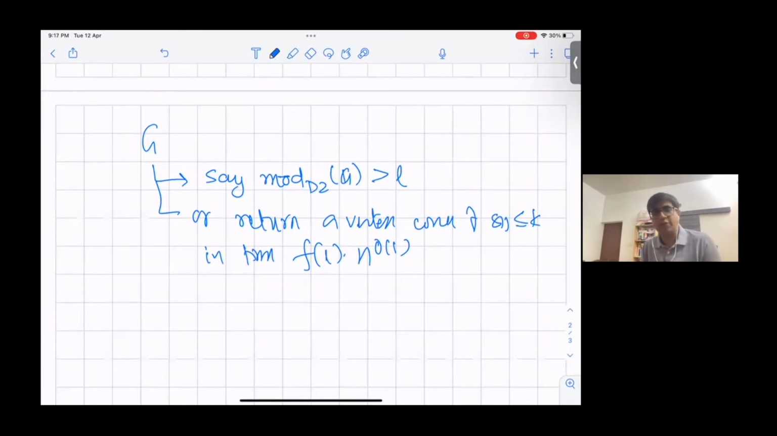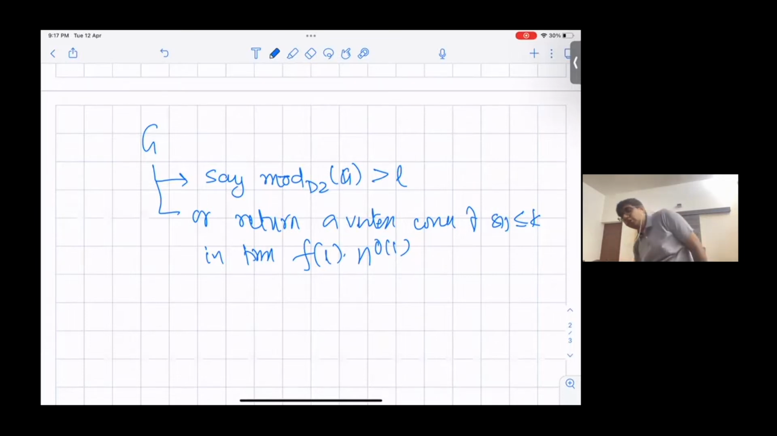But if the mod-deg-2 of G is large, then you can say to me, look, in some sense, these are promise questions. What is a promise question? I have promised you that the graph I have given you has a degree 2 modulator of size at most L. So if that promise is fulfilled, then you have to return me a vertex cover of size at most K in running time f of L poly n. Or you can say, look, you promised me that this graph has a degree 2 modulator of size at most L, but hey, look at this. This is a witness which tells me that it is not a modulator. So this is one way we can phrase this question.